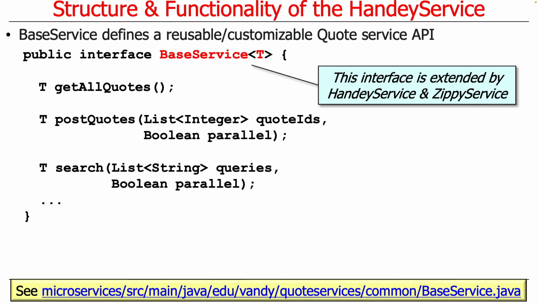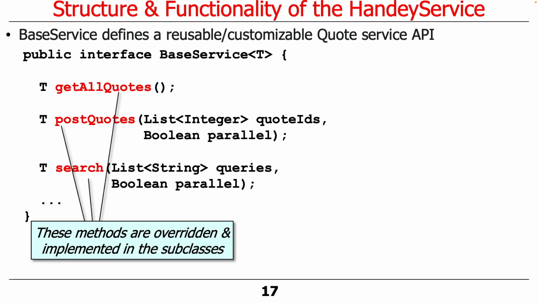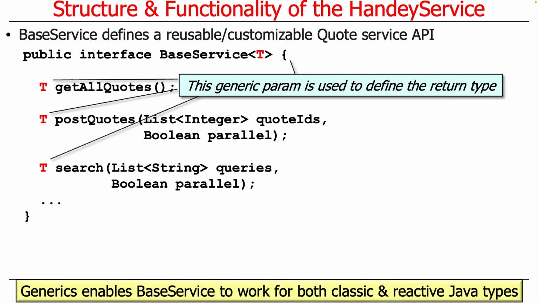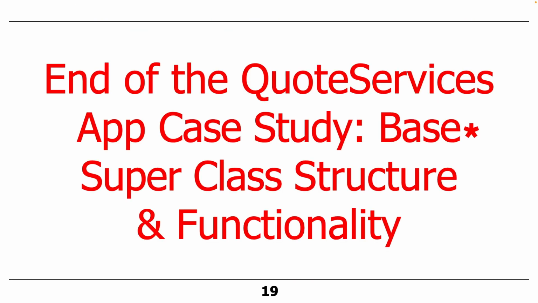Let's take a look at the base service. This is the interface that we're going to have generically, and both the Zippy service and the Handy service will implement this interface. That's kind of what a service does. You can see here we have some methods: getAllQuotes, which returns all the quotes, postQuotes, and search. As you might expect, these are going to be overridden and implemented in the subclasses. Once again, we have generic types, so we can work with either classic types like lists or reactive types like Fluxes. And that's it.